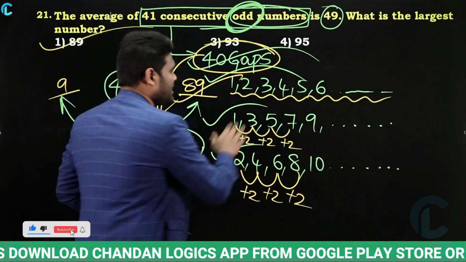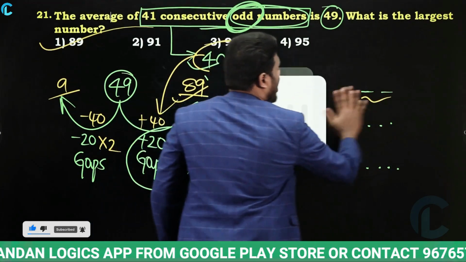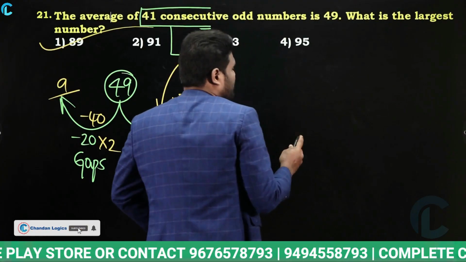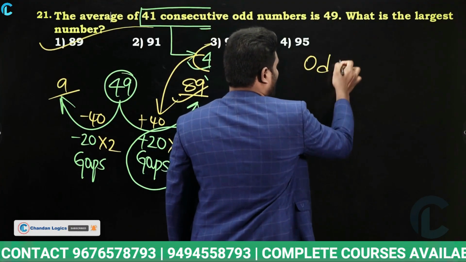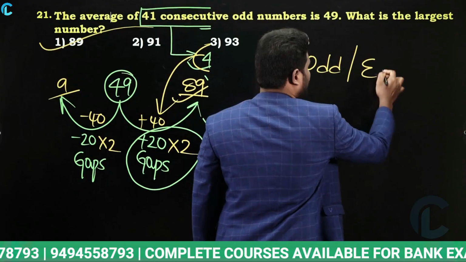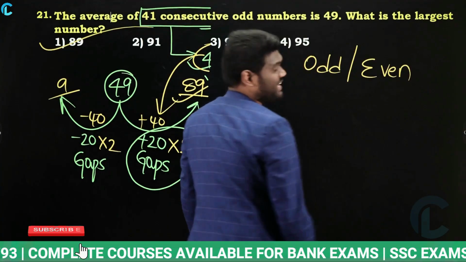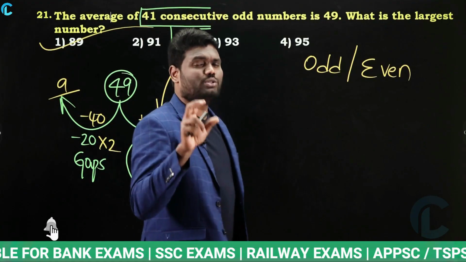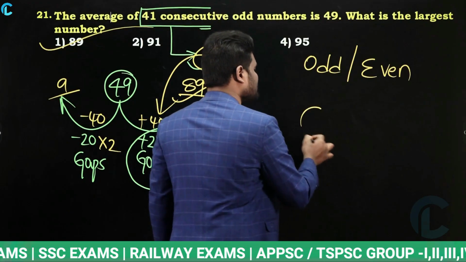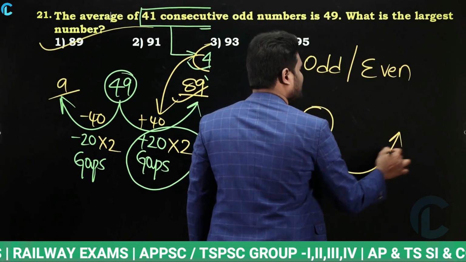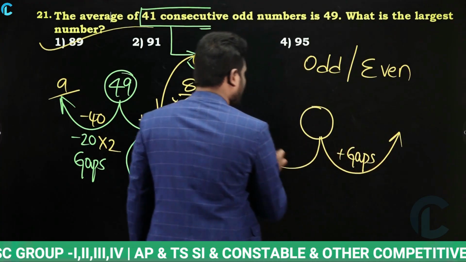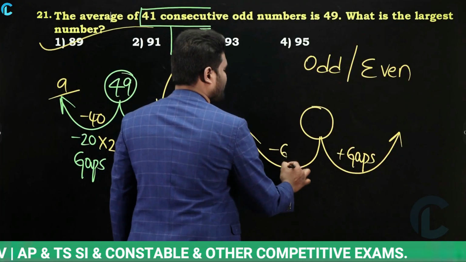So whenever the question is about odd numbers or even numbers, this point is really important. If you learn this point, you can simply solve these questions. Whenever the question is about consecutive odd numbers or consecutive even numbers, if they ask you the highest or lowest number after giving you the average value, you can directly add the number of gaps, or you can subtract the number of gaps.